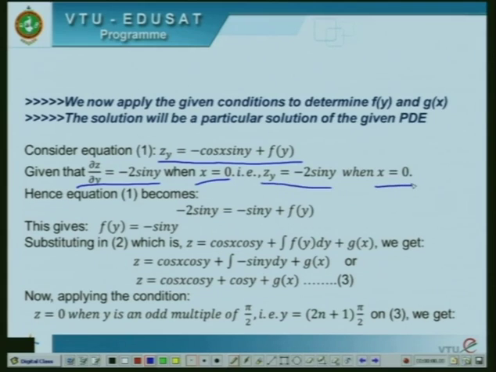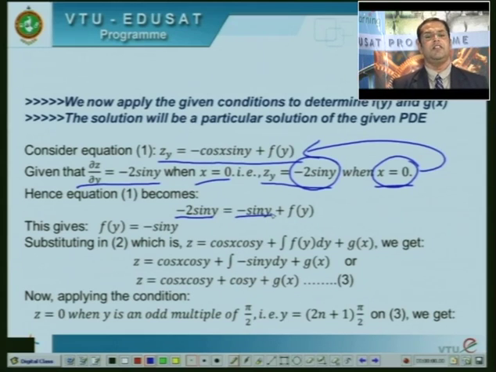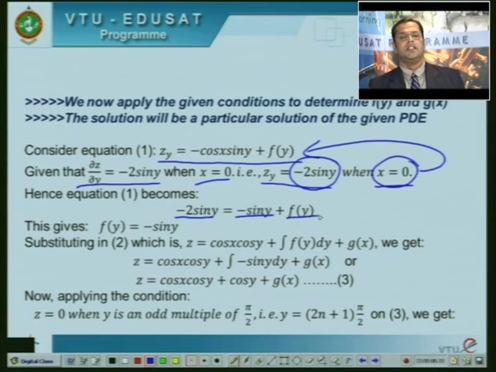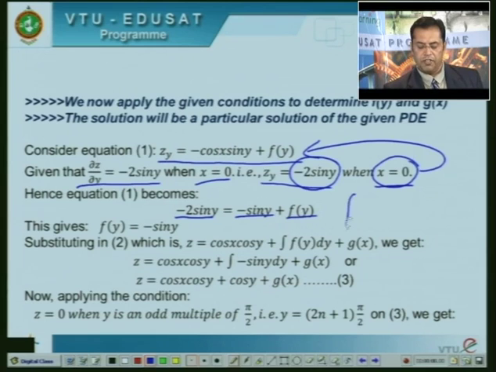Now, how to apply this condition? Go to this solution, which is z_y. What the condition means is, as and when you put x equal to 0 in the RHS, in the LHS, z_y can be changed to minus 2 sin y. So, what happens to equation 1? In the left hand side, you observe that my z_y is changed to minus 2 sin y. In the RHS, when you put x equal to 0, cos 0 is 1. So, 1 into minus sin y, you get minus sin y plus f of y. Now, this equation will help you to get f of y.